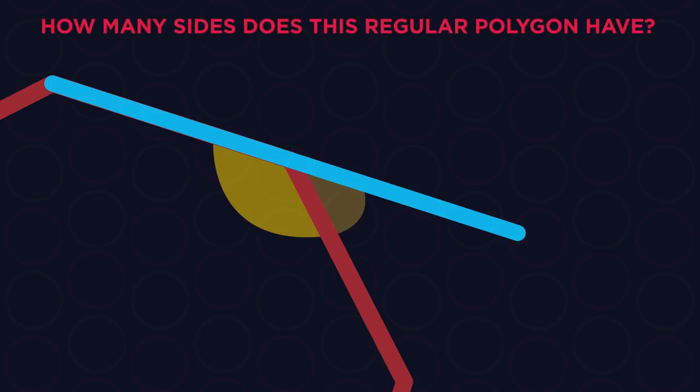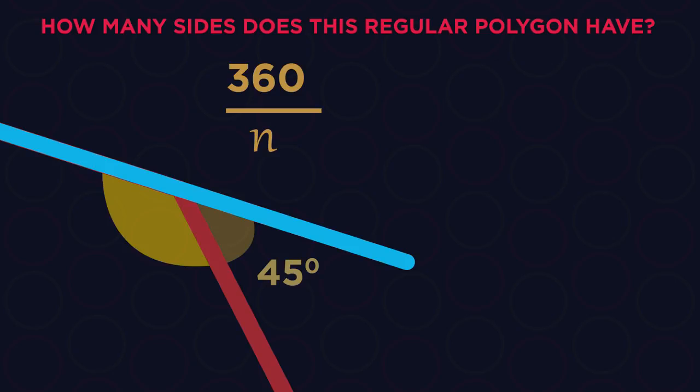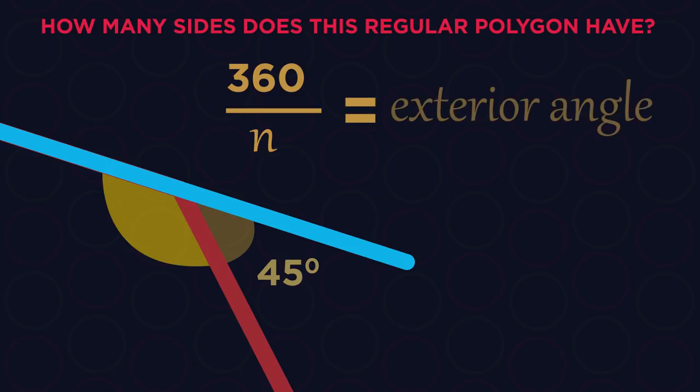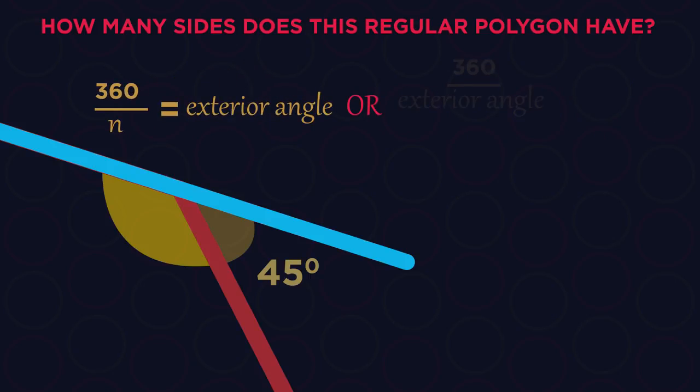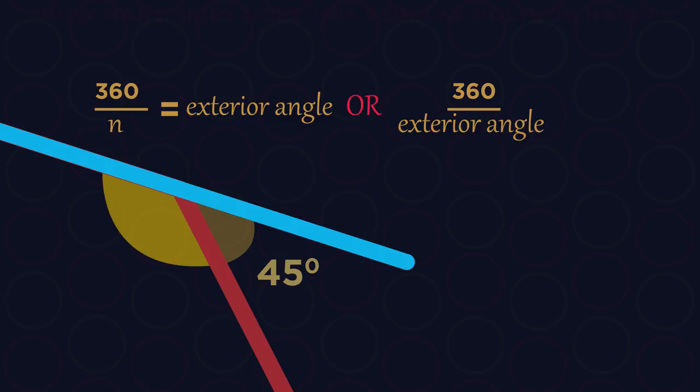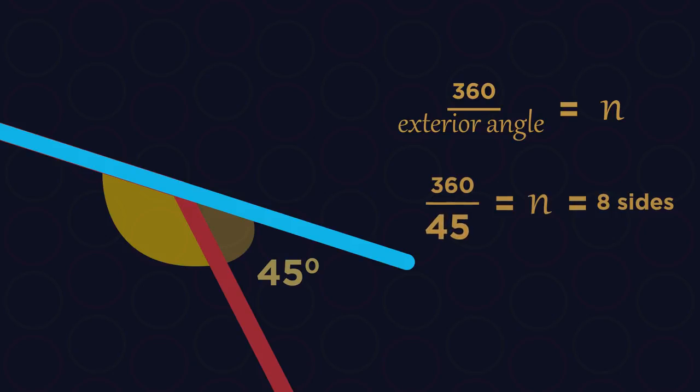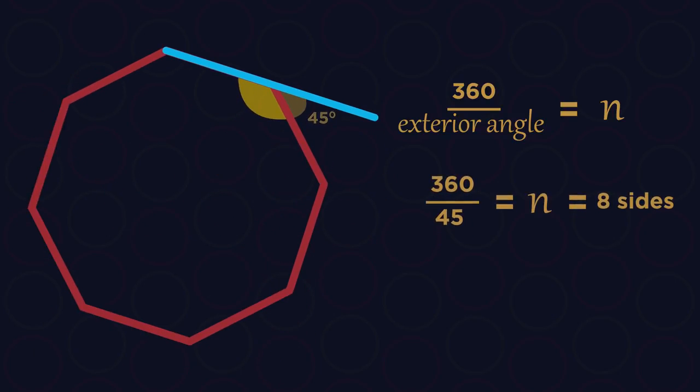This is actually really useful. We can use it to work out how many sides a regular polygon has. We're given the exterior angle of 45 degrees. As the exterior angles always add up to 360, we know that 360 divided by the number of angles will equal the exterior angle. Or, by simple rearranging, 360 divided by the exterior angle will give the number of sides. So 360 divided by 45 means this is an octagon.